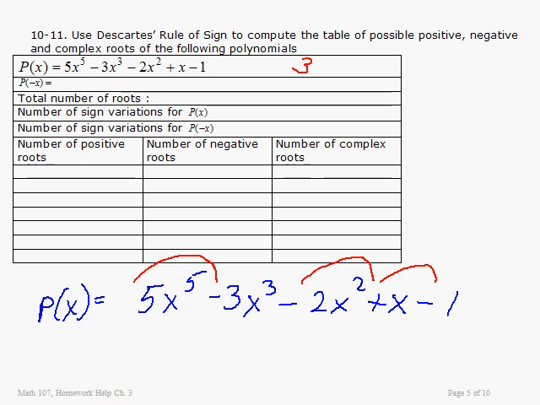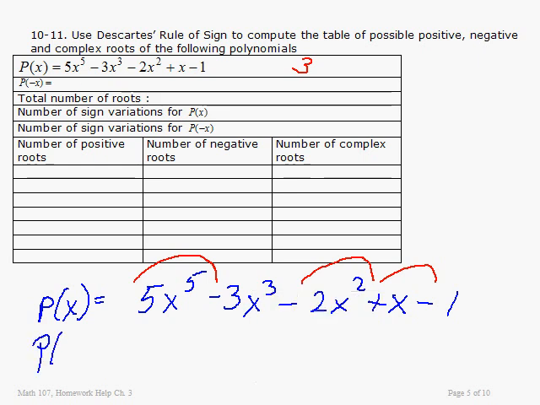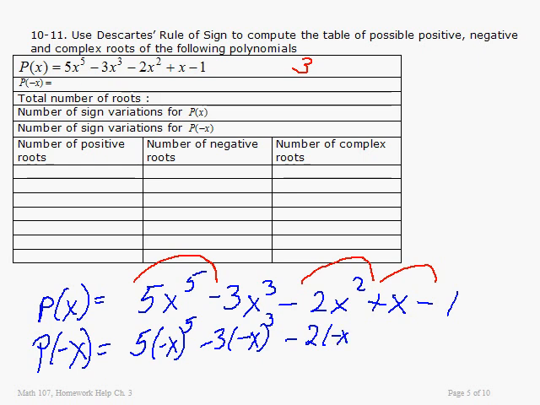Then you go back through and you put a negative x in. But you've got to work out the arithmetic too. Minus x to the 5th, minus 3 times minus x cubed, minus 2 times negative x squared. Be sure to use parentheses or you're going to get mixed up.